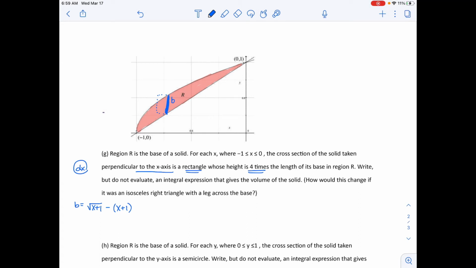And then the area of this rectangle is going to be base times height. And so we need the height. And we were told that the height is 4 times the base. So the height is 4 times square root x plus 1 minus x plus 1.